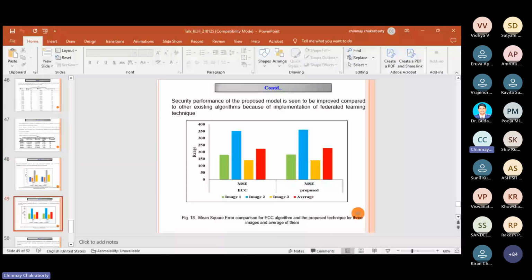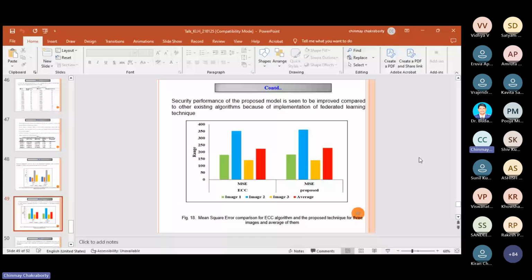Next, the security performance of the proposed model is seen to be improved compared to other existing algorithms because of the implementation of the federated learning techniques. Here you see the range and the variation in the images, providing a better response. The mean squared error comparison for the ECC algorithm and the proposed technique for three images and their average shows that the proposed structure provides the better response.